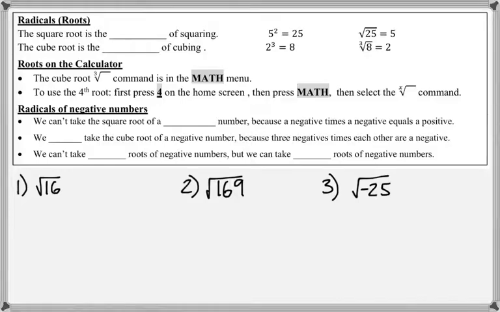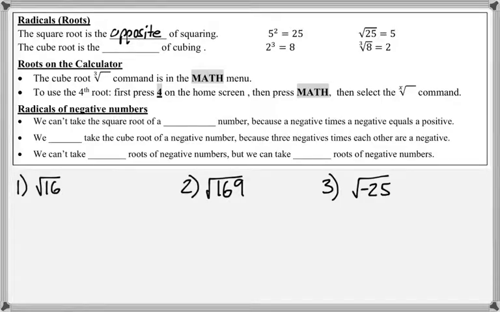Our next chapter is on radicals, or what's sometimes called roots. So the square root is the opposite of squaring, and that's why the names sound similar. If you take 5 and square it, you get 25. So the inverse operation is if you take the square root of 25, you get back to 5.